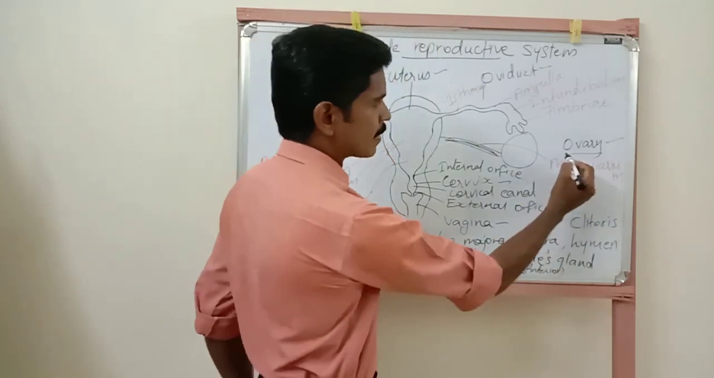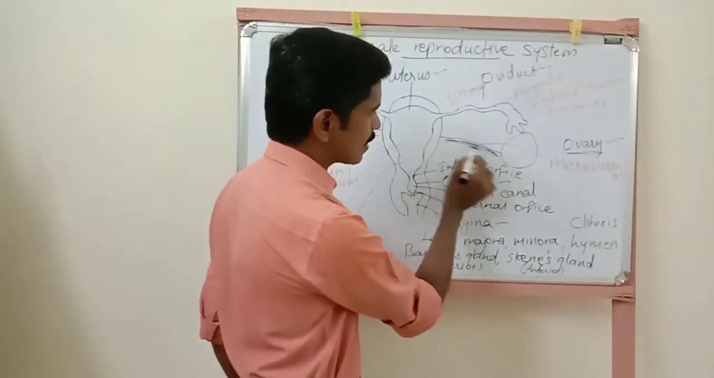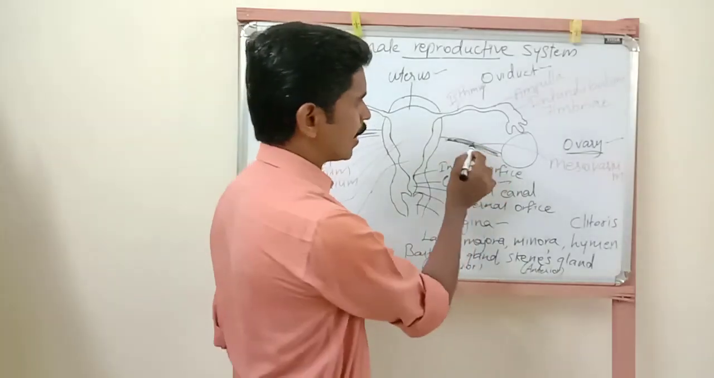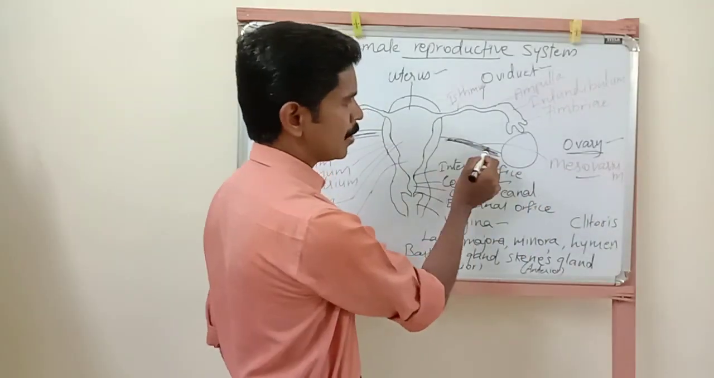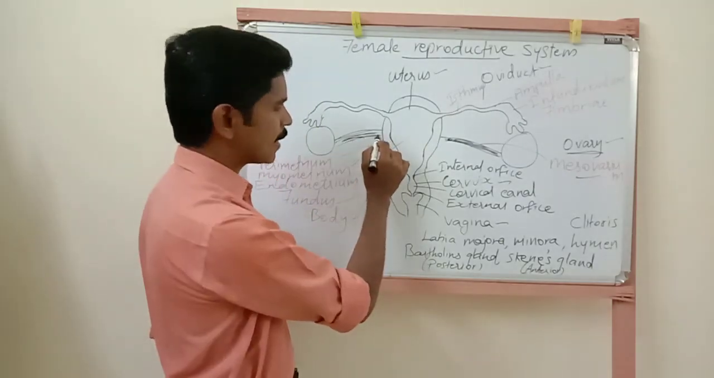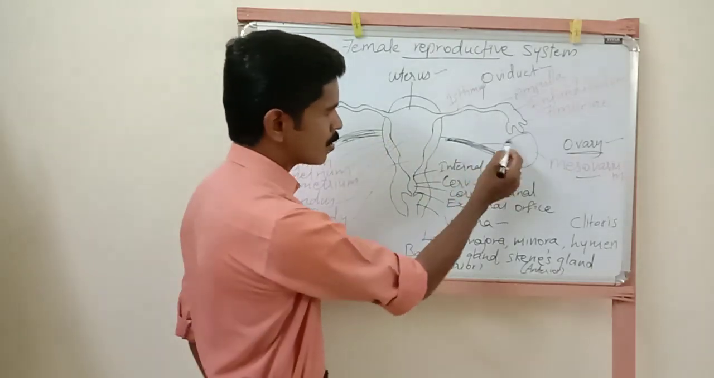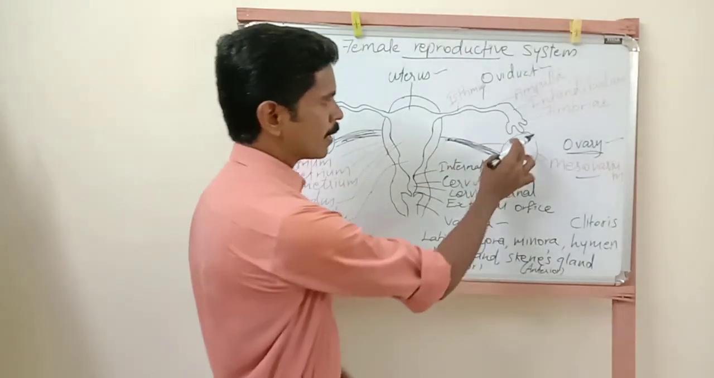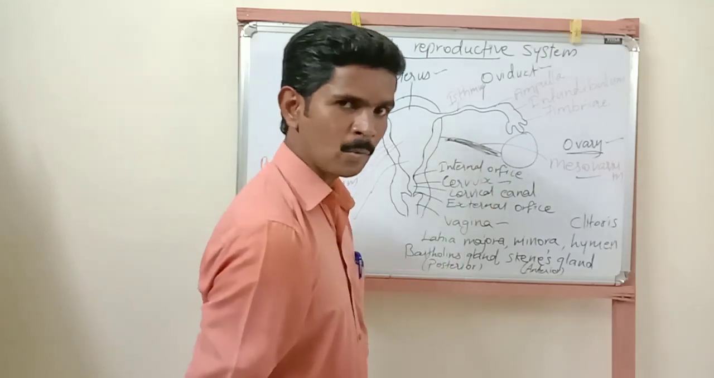So now we have completed the structure of this ovary. Just imagine this is a ligament. Now I told you it's a ligament. This part is called mesovarium. So this ovary is attached to the pelvic region or hip region through this mesovarium. So now we have completed the primary female sex organ, the ovary.